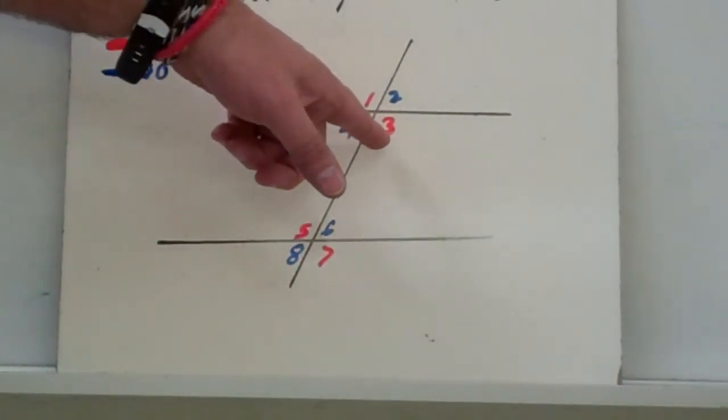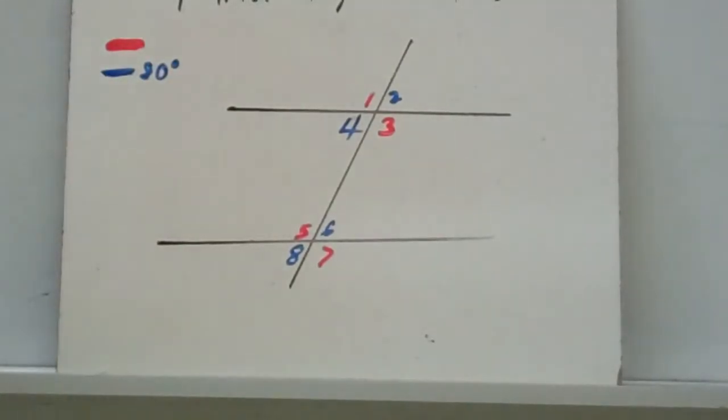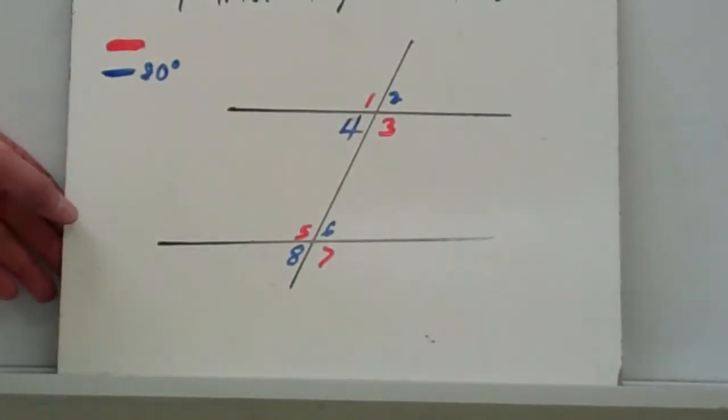And again, we could also say that angle 3 and angle 7 correspond. They should be the same measure, and that angle 1 and angle 5 correspond, and they should be the same measure.